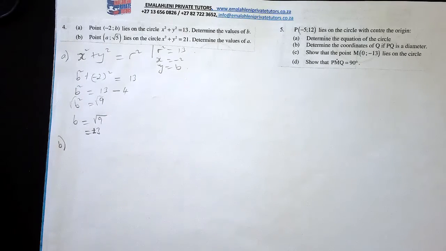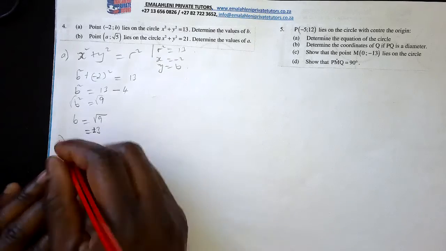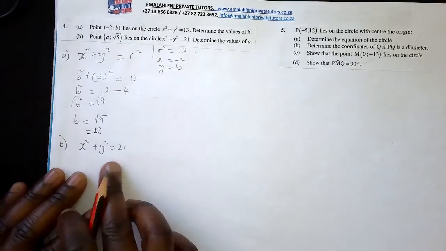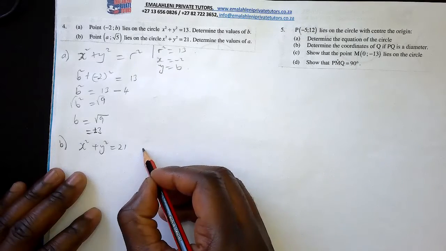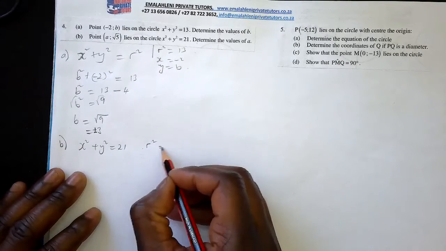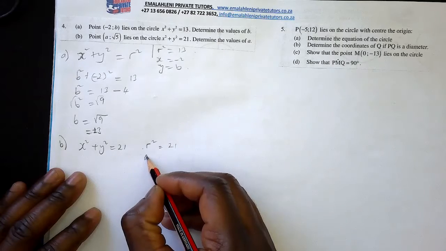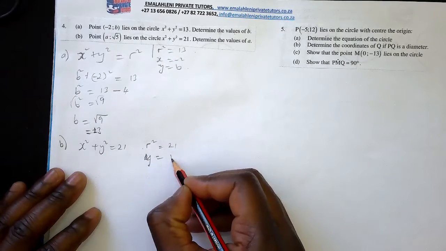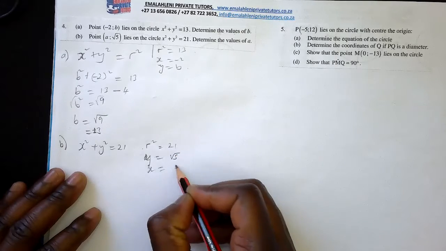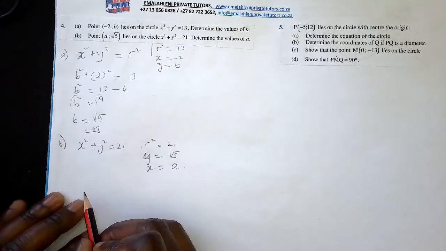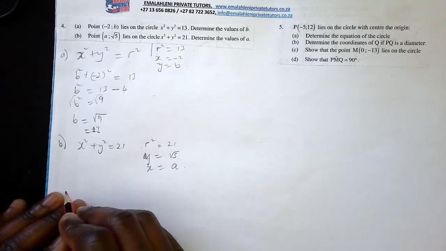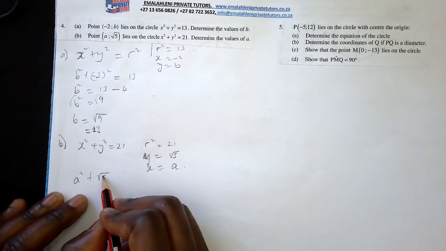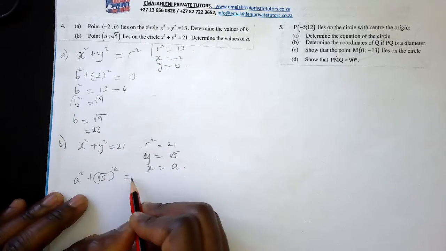Point (a, root 5) lies on the circle, which is that x squared plus y squared is equal to 21. In this case, we are told to find the value of a, but what do we know now? We know that r squared is equal to 21. What is our a? Our a is the one that we want. So we are saying y is equal to root 5. Then our x is equal to a. Now, we substitute there to find a. We're going to say a squared plus, what is our y? Root 5 squared should give us 21.